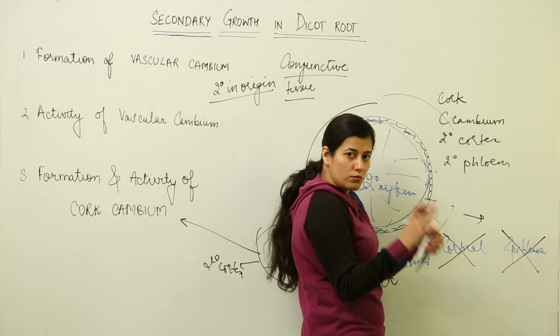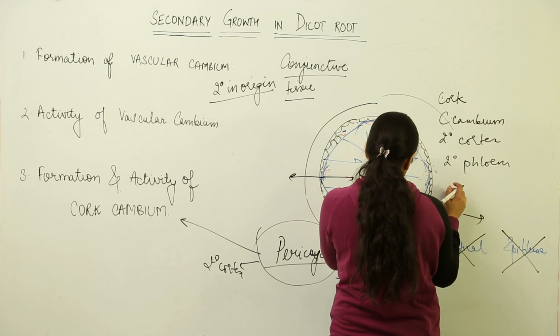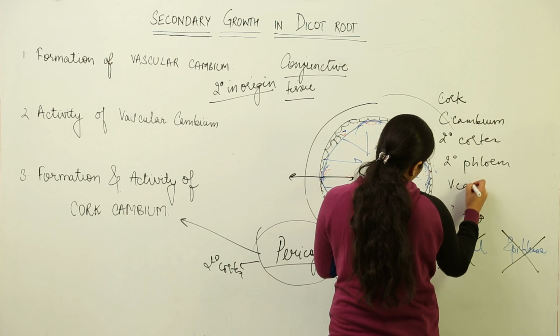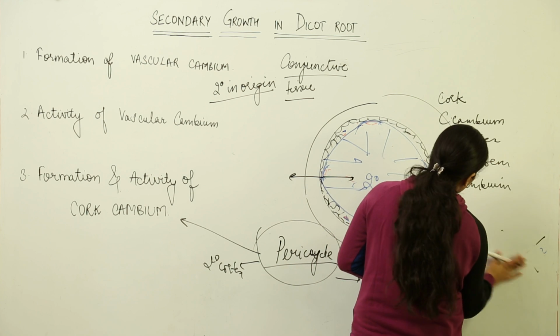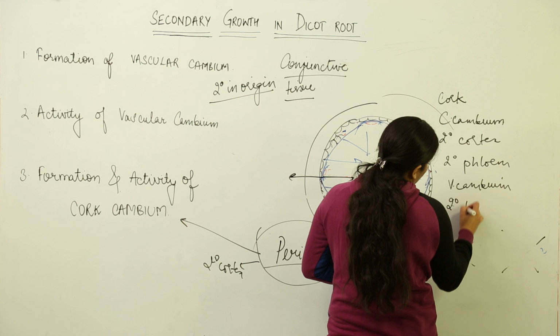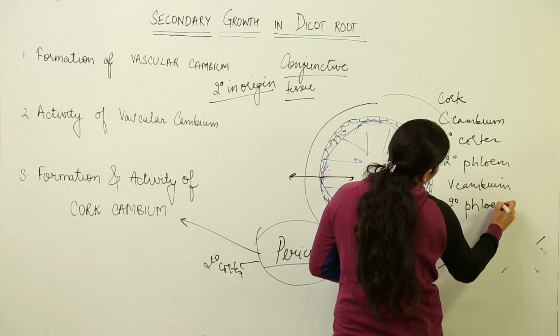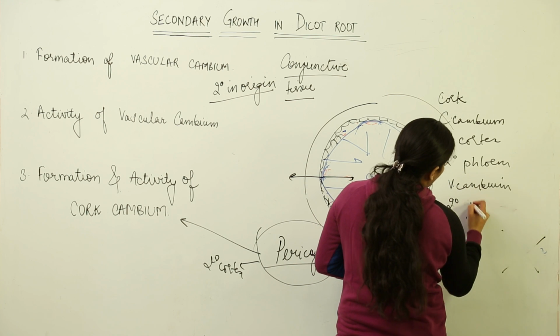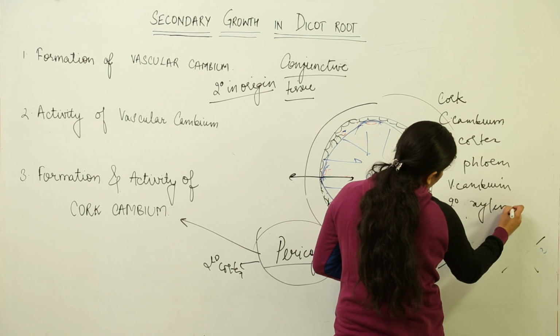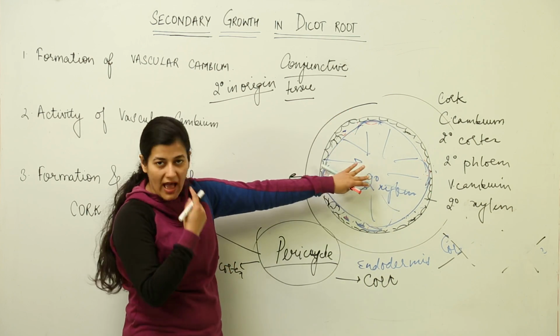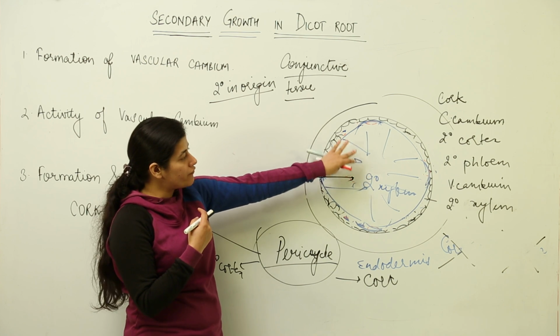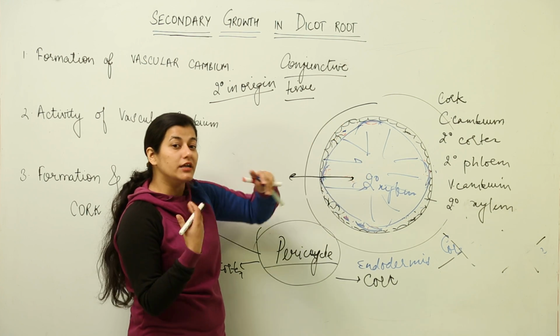Primary phloem is almost lost, so we don't have primary phloem. We have vascular cambium, which was formed by dedifferentiation of conjunctive tissue. We have secondary phloem, and here also the secondary xylem. Here also the secondary xylem has completely crushed the primary xylem. So this is all what we have in the case of a dicot root which has undergone secondary growth.